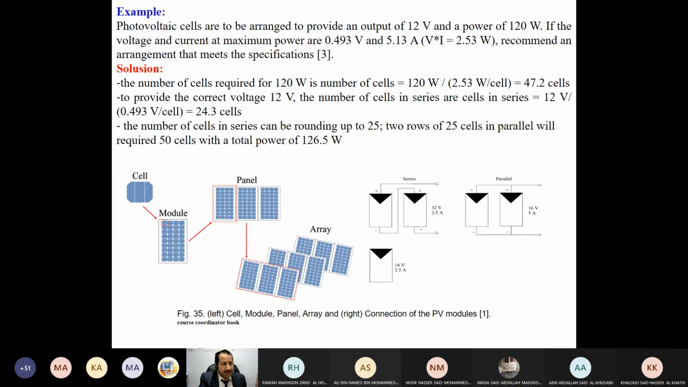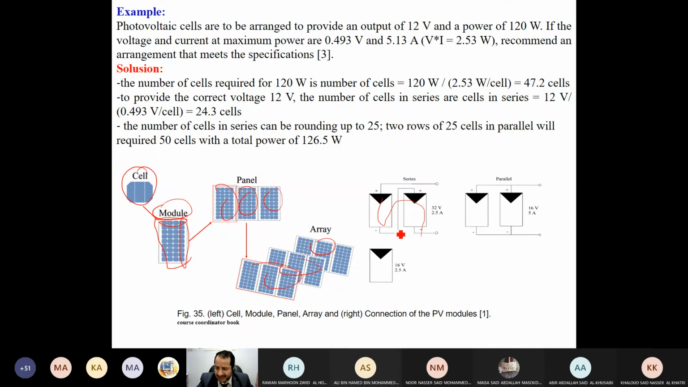Now I will complete this example and stop here, then continue in the next session. Until now we talked about the solar cell, and we put these cells together, as you can see here, to make a module. Put them in series and parallel to increase the voltage and current. And we put these modules together to have a panel. We put panels together to have an array or power plant.